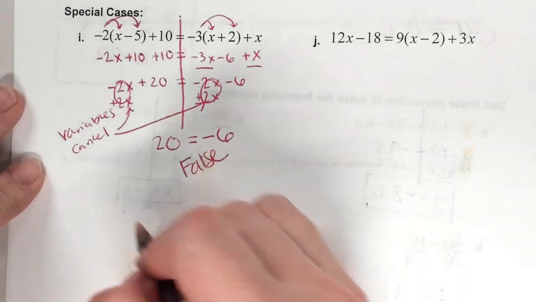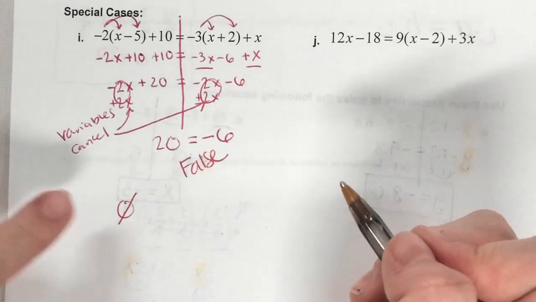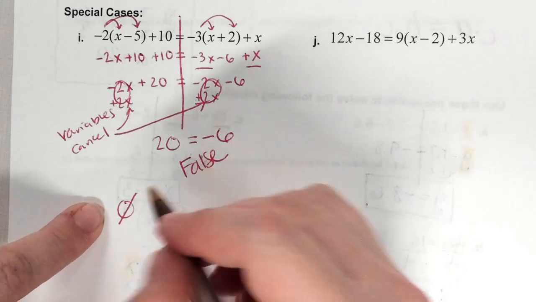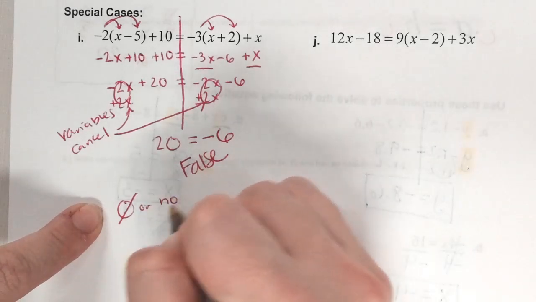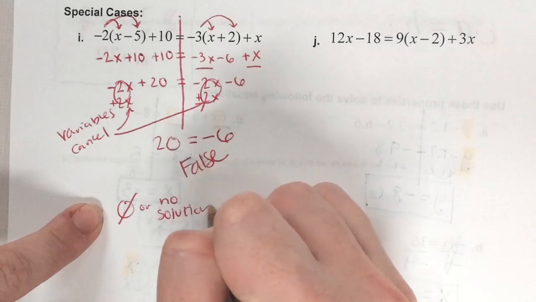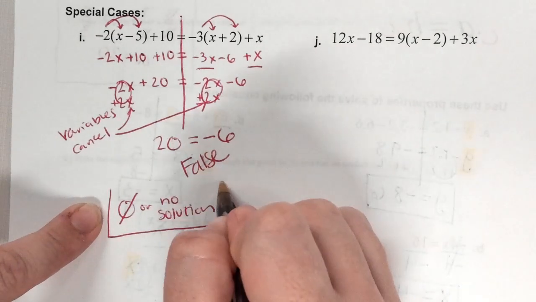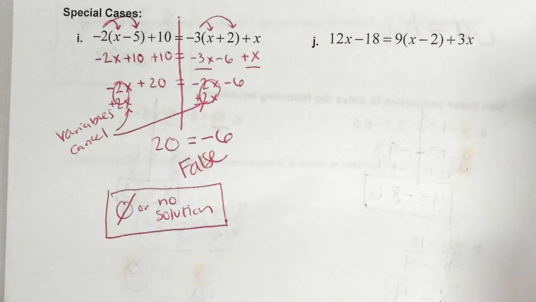No solution. This is the fancy symbol for no solution. You can just give me that, but you need to know that that means no solution. Now, if you write out no solution, that's totally fine too. I will accept both of those for the answer.